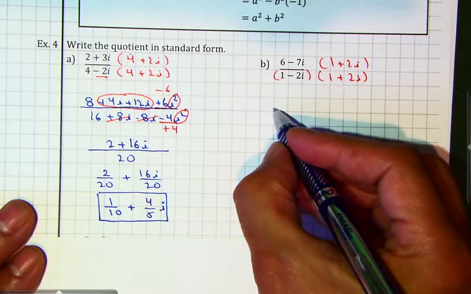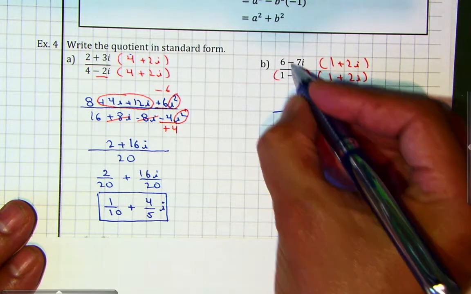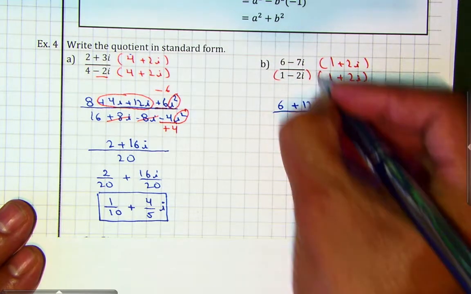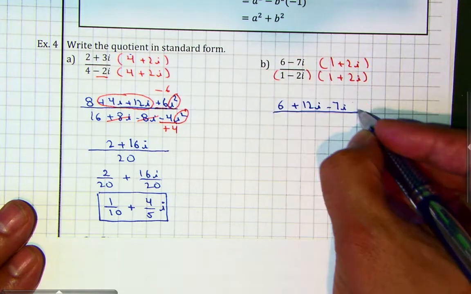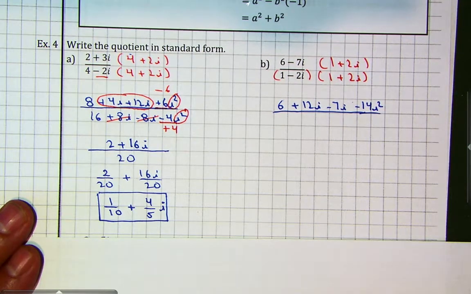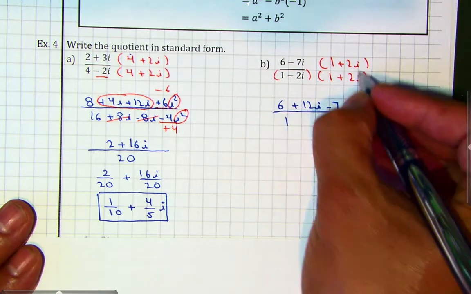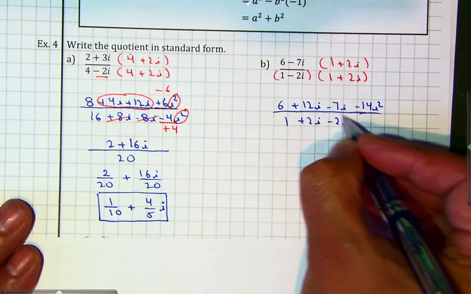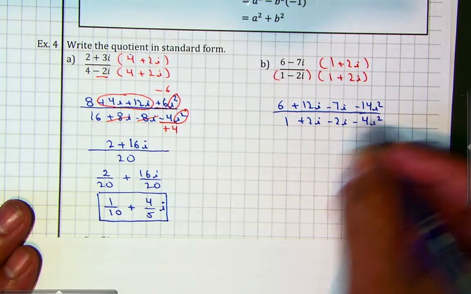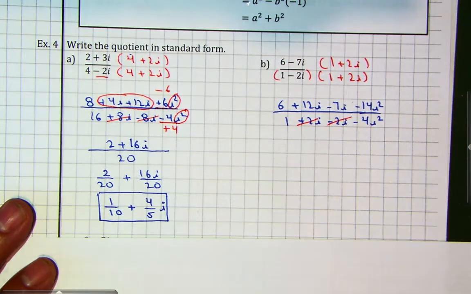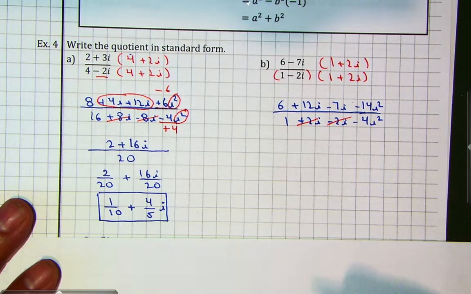I am going to multiply it out. Gives me 6 plus 12i minus 7i minus 14i squared. Multiply my denominator gives me 1 plus 2i minus 2i minus 4i squared. Once again, because I multiplied by the conjugate, my imaginary numbers are gone. And that was what we're trying to achieve.